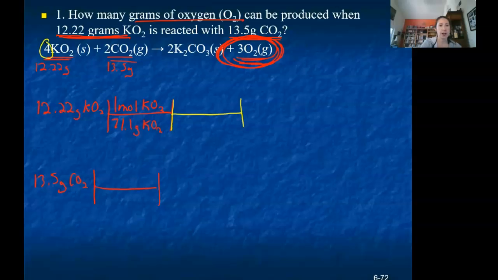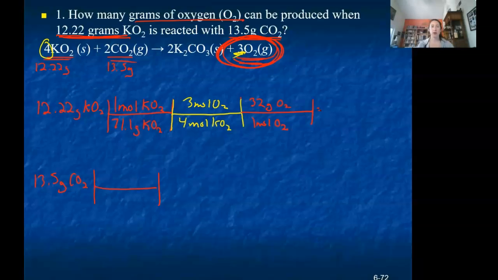This is when we look at our balanced chemical equation. 4 moles of KO2, and we're going to oxygen. 3 moles of O2. Now we want to go to grams. 1 mole of O2 is 32 grams of oxygen.